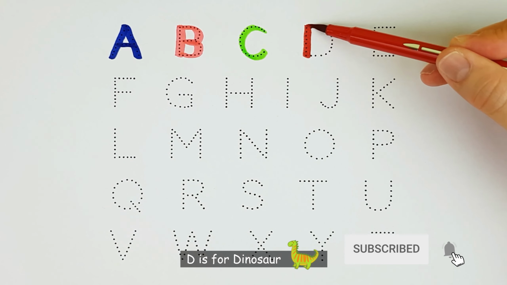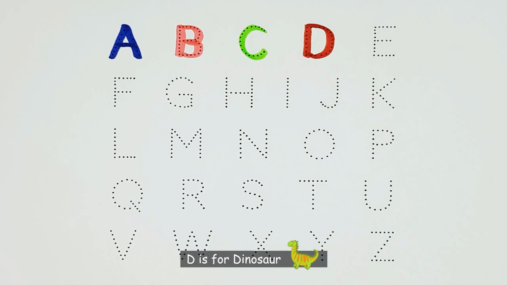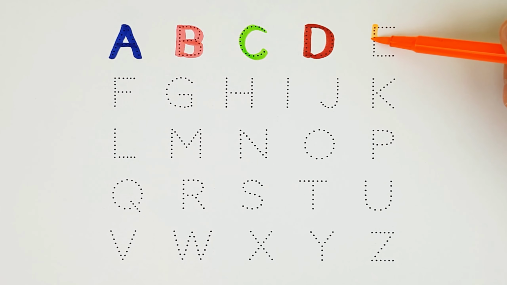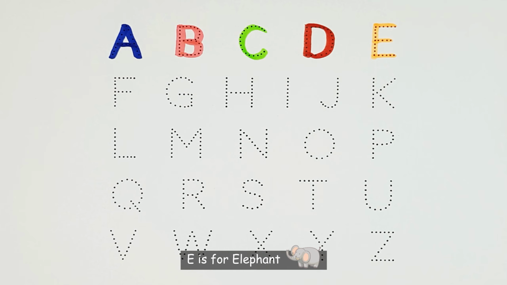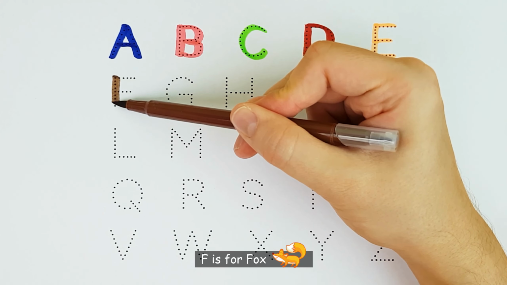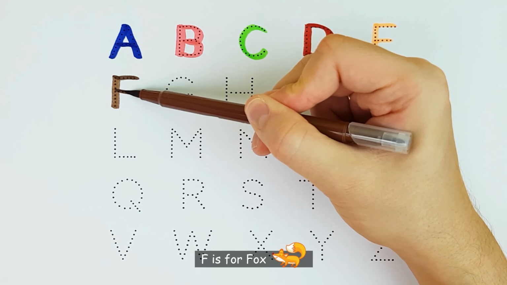D is for dinosaur. E is for elephant. F is for fox.